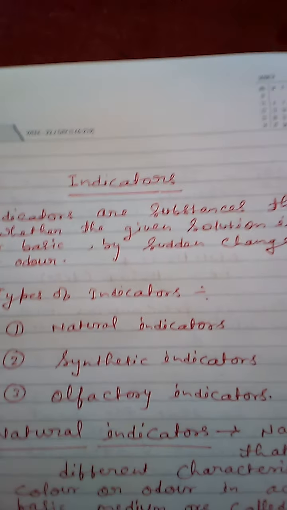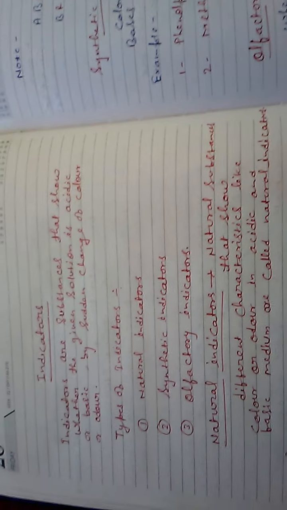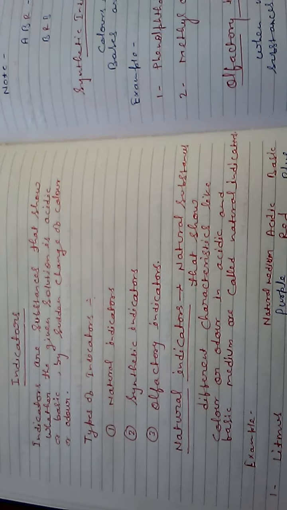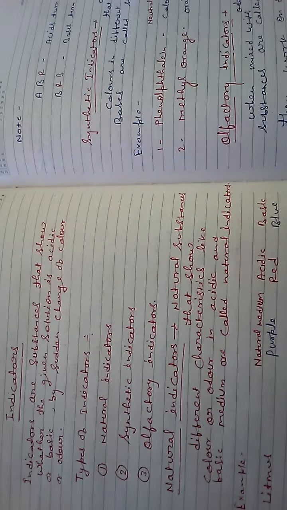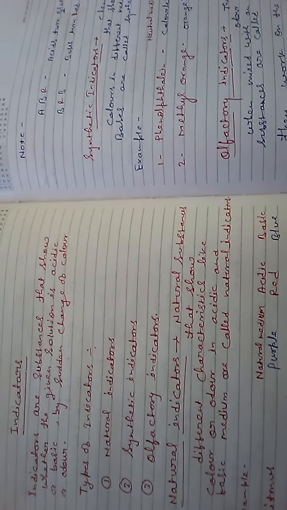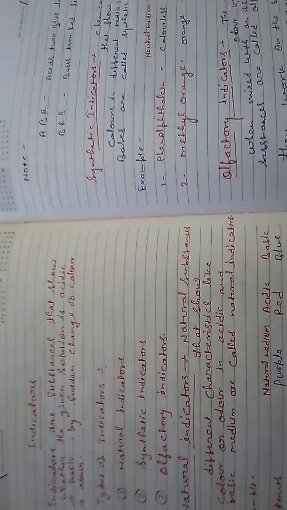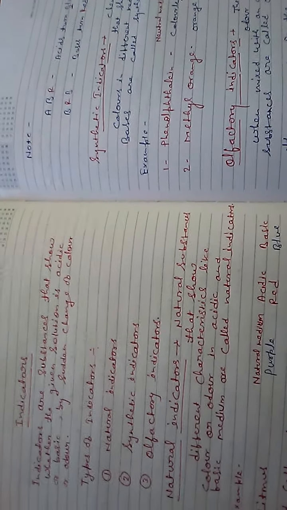Today's topic is indicators. Generally, in common sense, we use indicators to indicate something. If anything indicates something, that is called an indicator. But here, indicators in the chemistry subject mean to indicate acids, bases, and salts. It has already been explained to you that all the chemical substances on the earth are classified into three groups: acids, bases, and salts. So, let us see the definition of indicators.